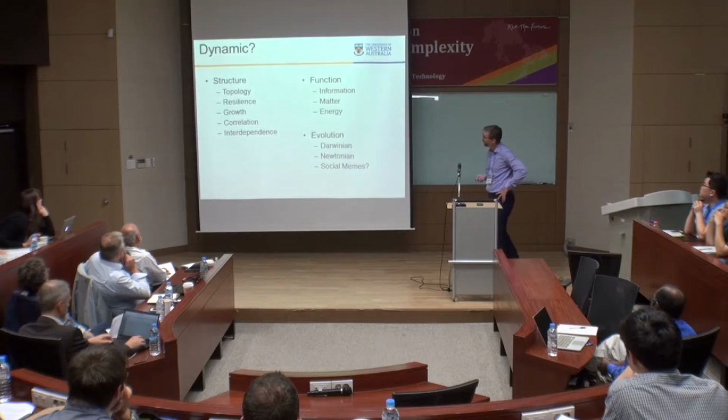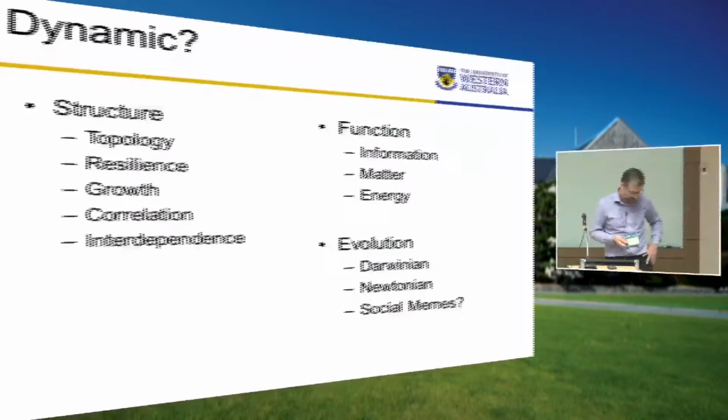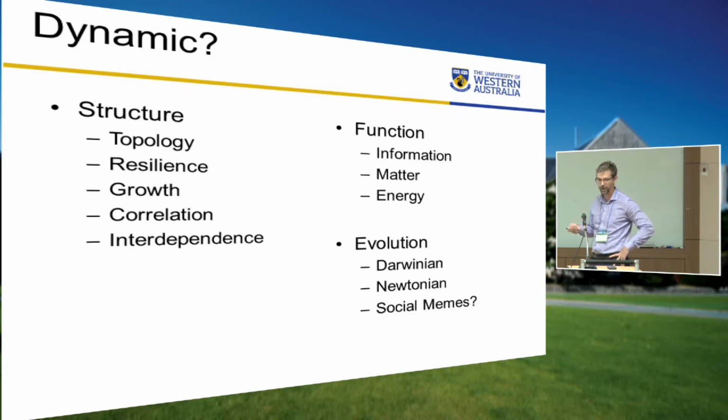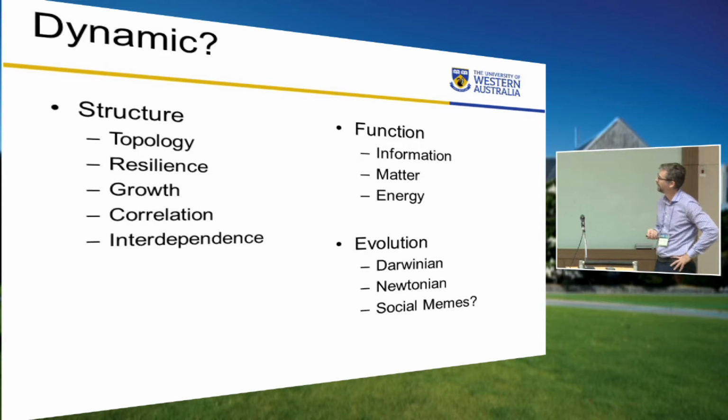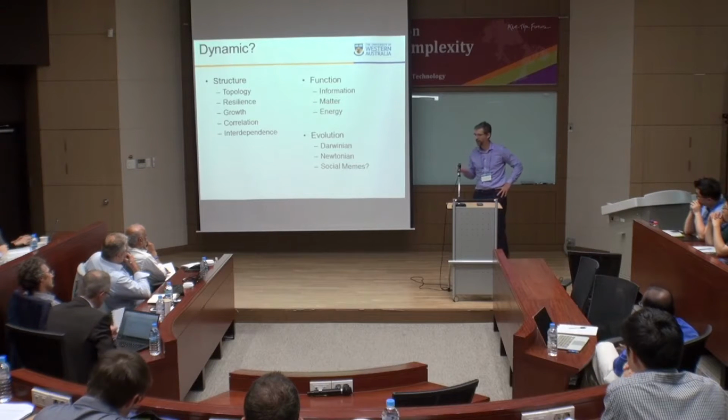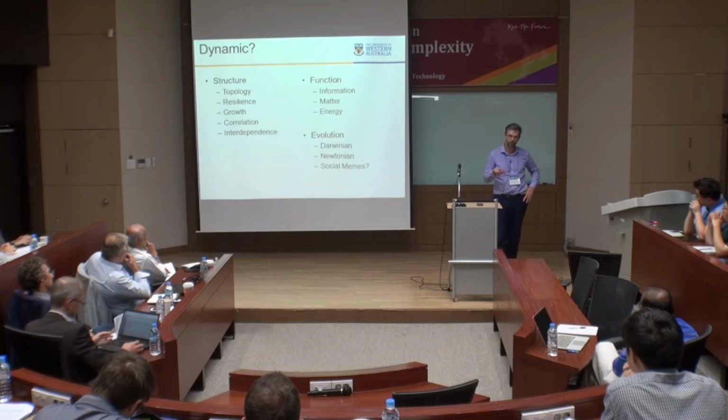So today, I'm going to talk about dynamic and emergent properties of networks. And what I mean by that is really, we're looking at things like the structure, the topology, how things are interconnected. I'm not going to be talking about resilience, other people will be today. Talking a little bit about growth, correlation and interdependence between different layers of systems. And by function, people are going to be talking today about things like information flow, flows of matter, water, energy.